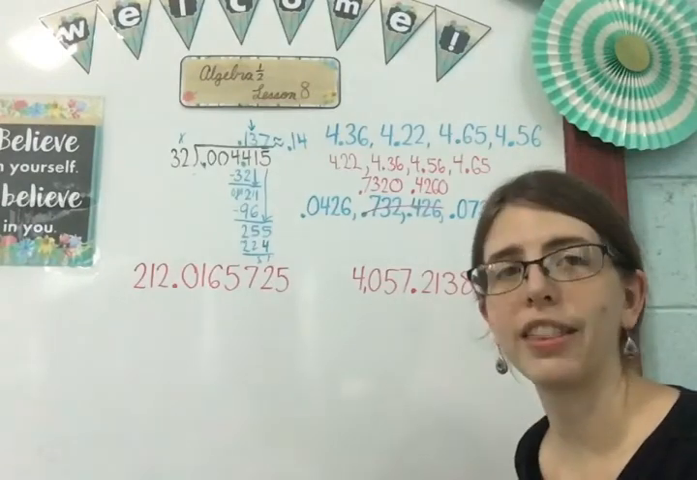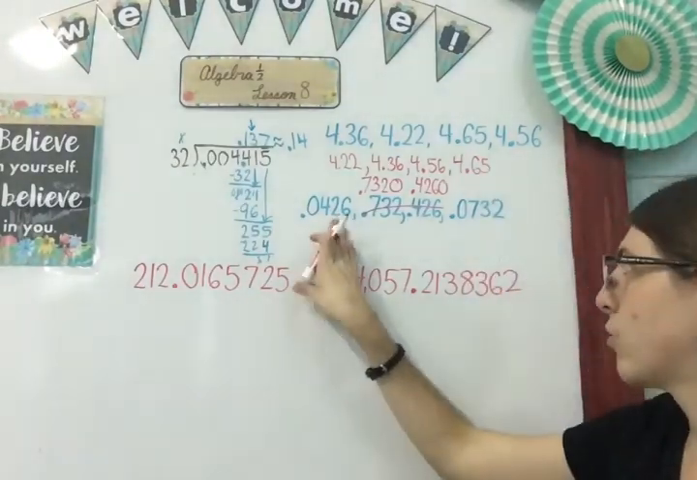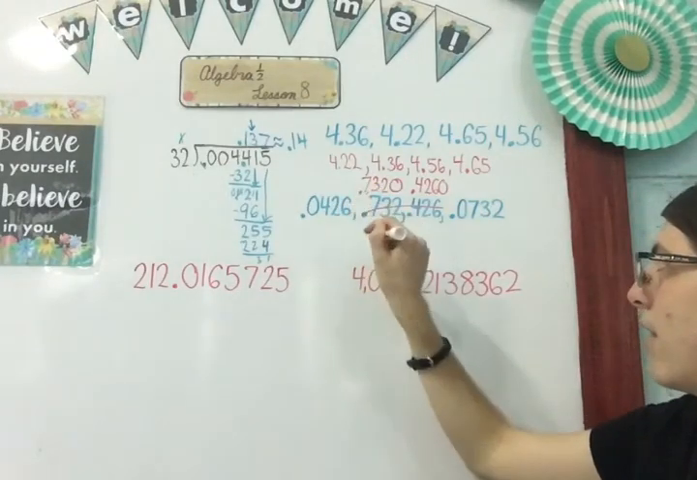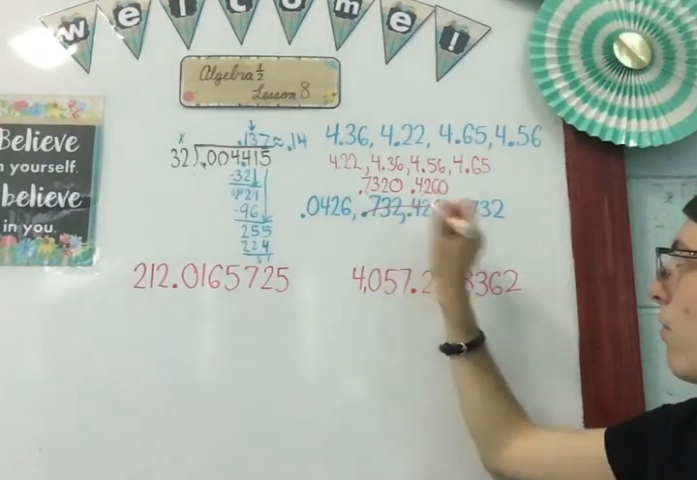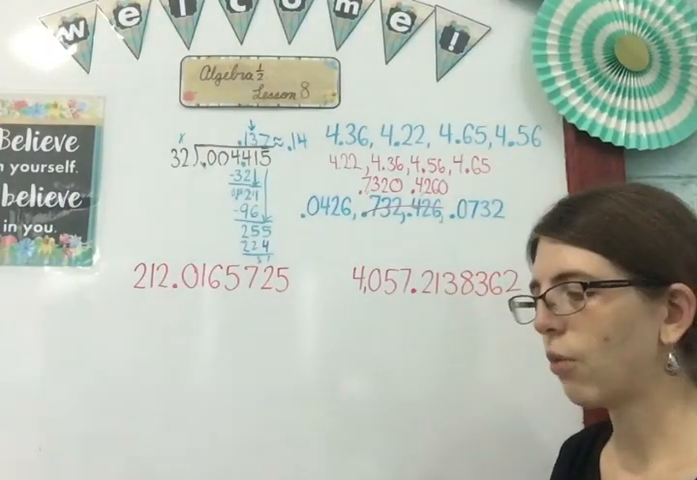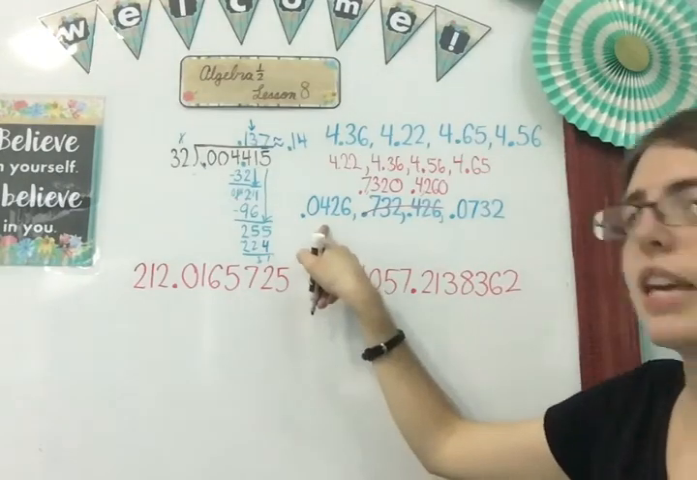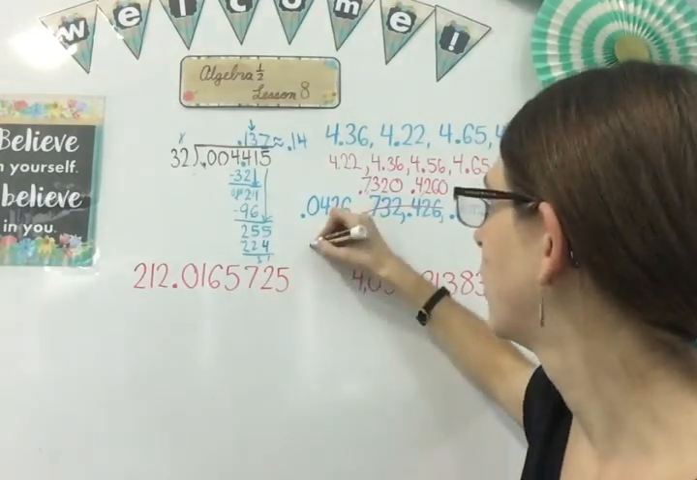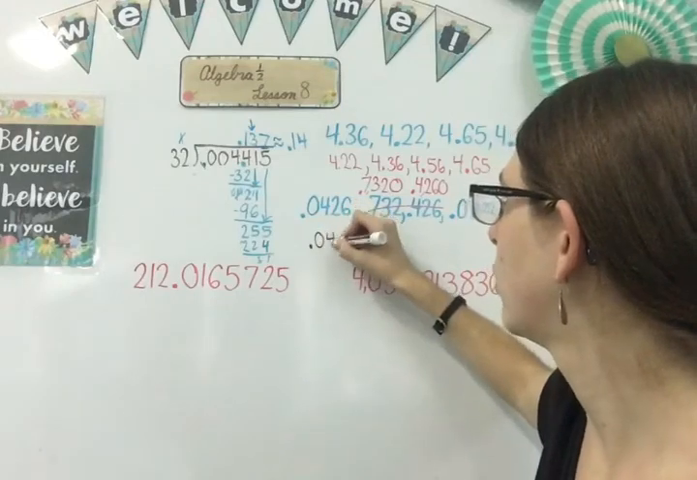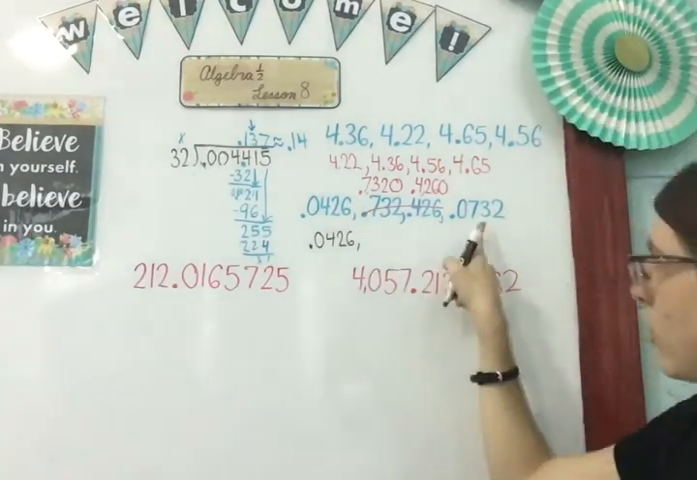And I'm going to look at them as if they were a regular number without a decimal. This one is 426. This one would be 7,320, 4,260, and 734. So to write them in order from least to greatest, the smallest would be 426. So 0.0426.